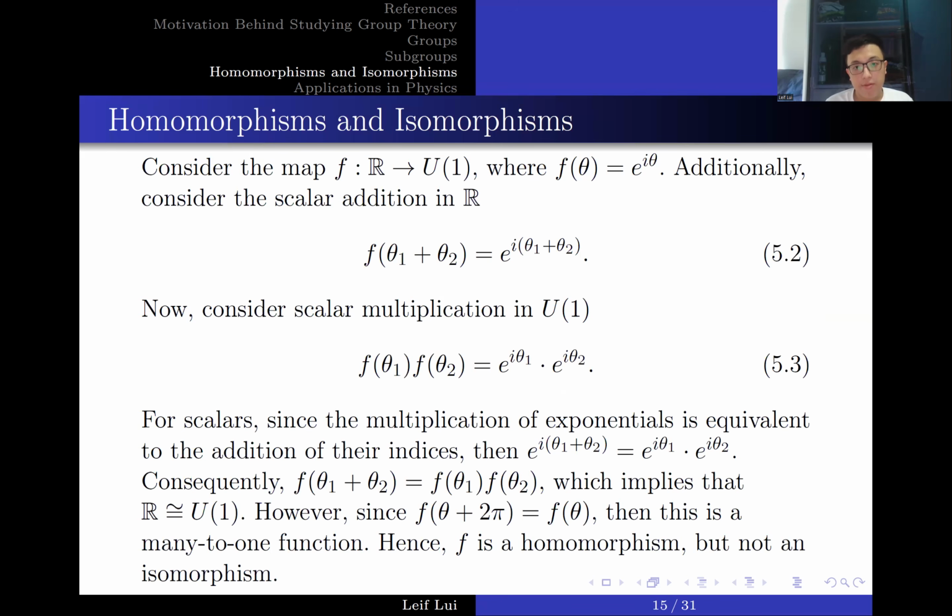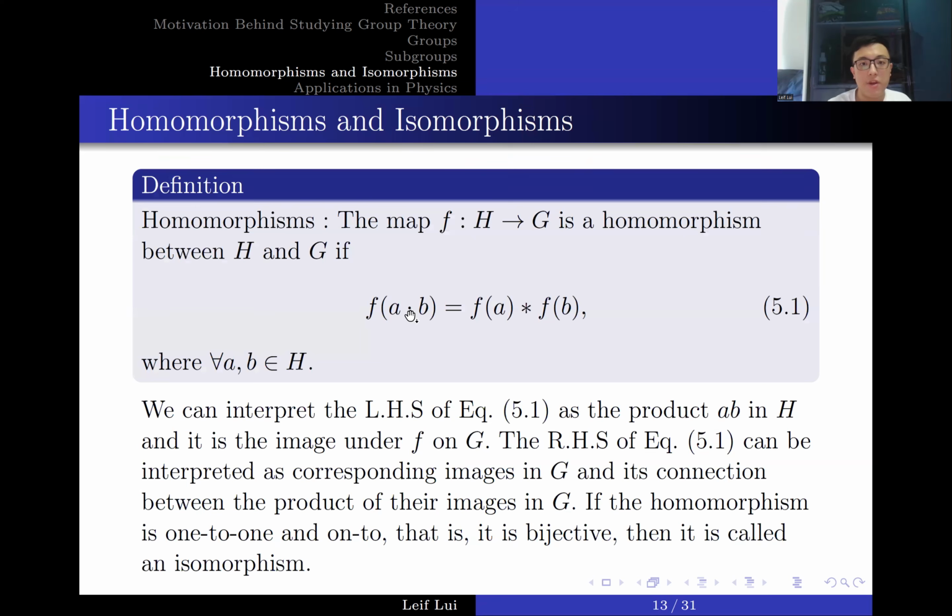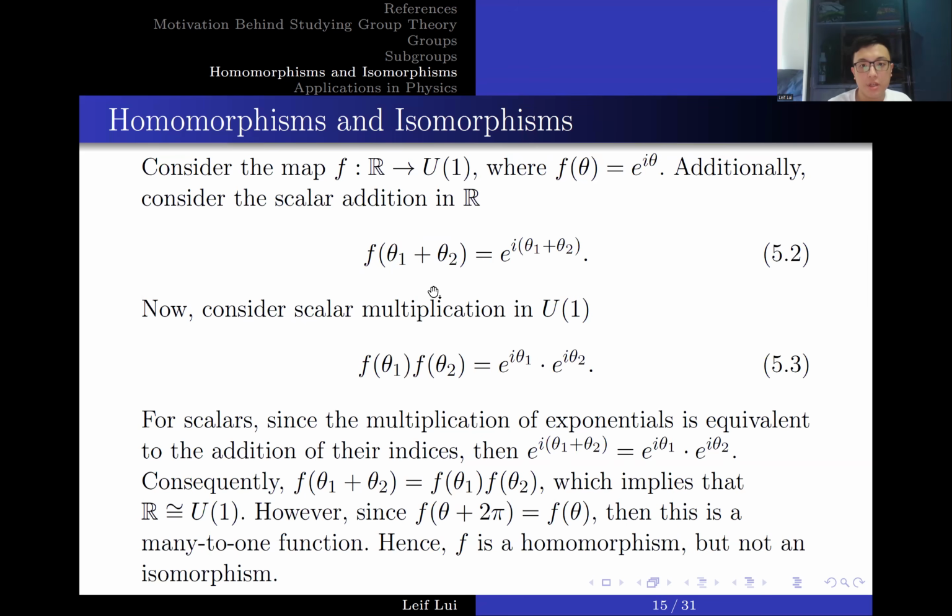So let the map f of theta be equal to e to the i theta. Additionally, let us consider the scalar addition in R. So if theta 1 and theta 2 are real numbers, we can just add them here. So let's say this binary operation can be replaced with an addition. So we get e to the i (theta 1 plus theta 2). Now we consider the scalar multiplication in U(1). So basically this star can be replaced with a dot or a scalar multiplication symbol, and we get e to the i theta 1 times e to the i theta 2.